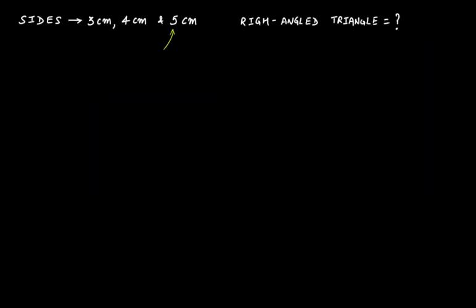Okay, so we know that if this is a right angle triangle, then hypotenuse will be the largest one, therefore 5 centimeter is the hypotenuse. Now let's assume that C is equal to 5 centimeter, and you will simply allocate the others, let's say this is A and this is B. So in order for these sides to form a right angle triangle, they should satisfy this property, that is A square plus B square is equal to C square. They have to fulfill this property.